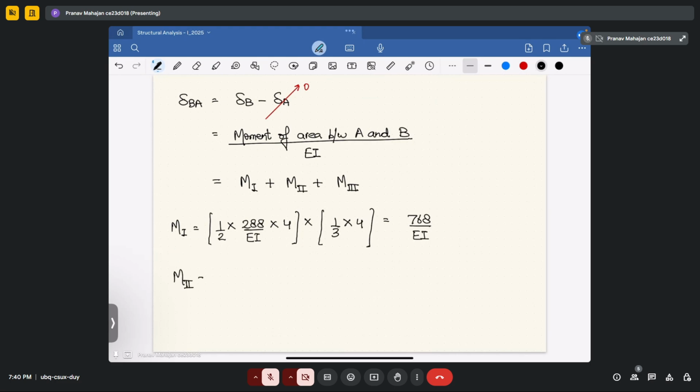Now moment 2 will come out due to the constant moment that is applied. The area of the bending moment will be 192 upon EI into the length, which is 4. Now multiply by the distance, that will be 4 by 2. If you write it, it will come out as minus 1536 divided by EI.